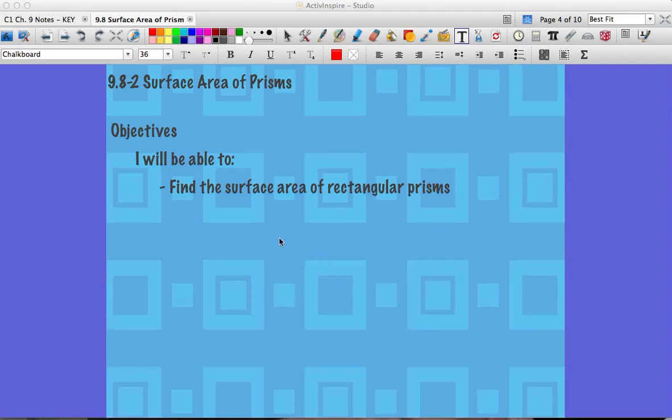Welcome to Lesson 9-8, Part 2, Surface Area of Prisms. Today we're going to talk about how to find the surface area of rectangular prisms.